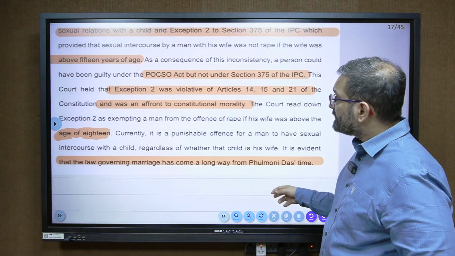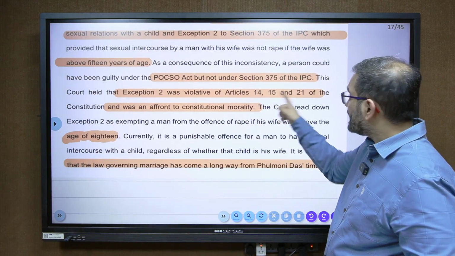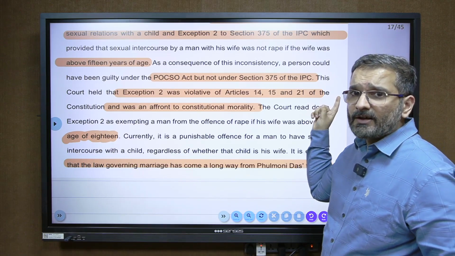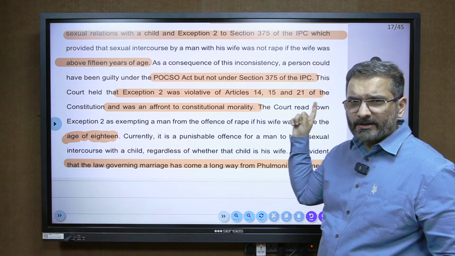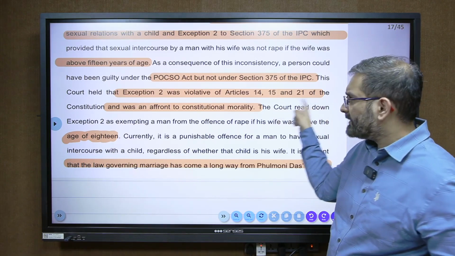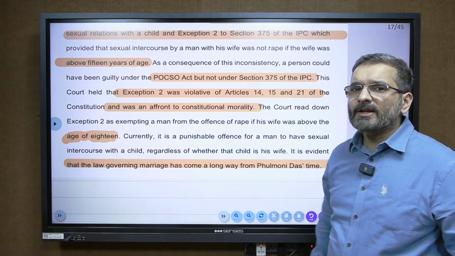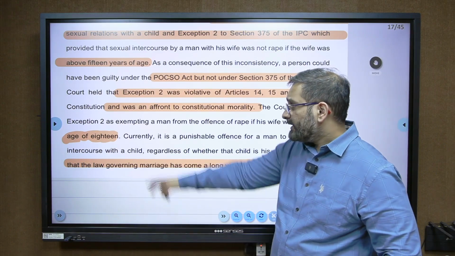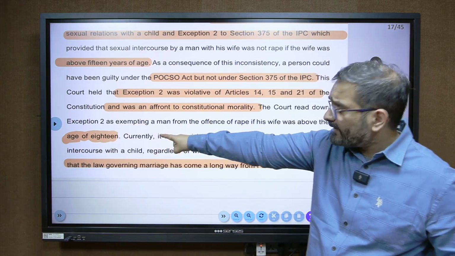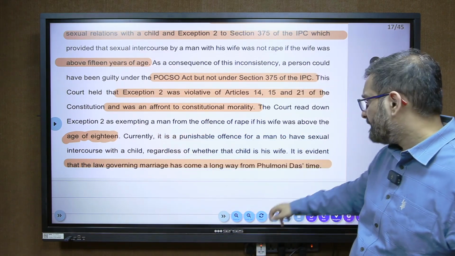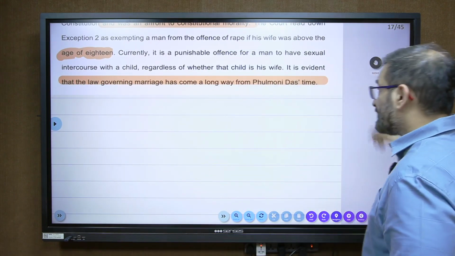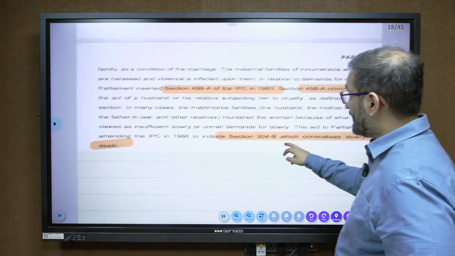All right. So exception 2 was violative of 14, 15 and 21. Golden triangle revise karenge. Golden triangle of the constitution, 14, 19 and 21, or 14, 15 and 21, just creating a doubt in your head. Check it from the Menka Gandhi judgment कि वहाँ पे golden triangle क्या दे रखा है. And exception 2 के अंदर हमने, we are going to be reading it as 18 now. Okay. It is evident that the law governing marriages has come a long way from Fulmoni Das's lifetime.